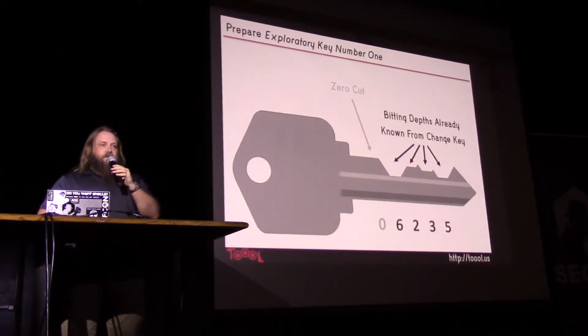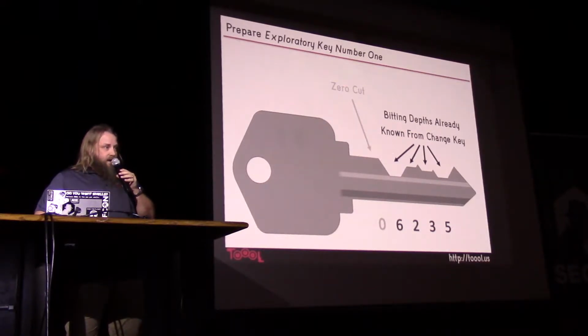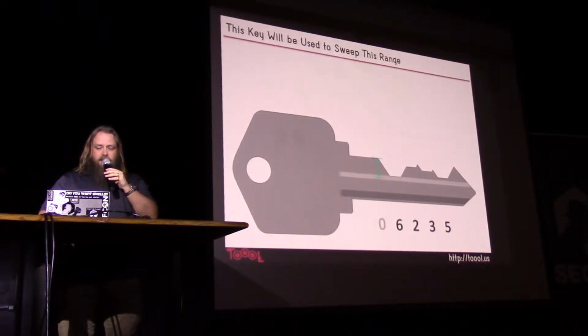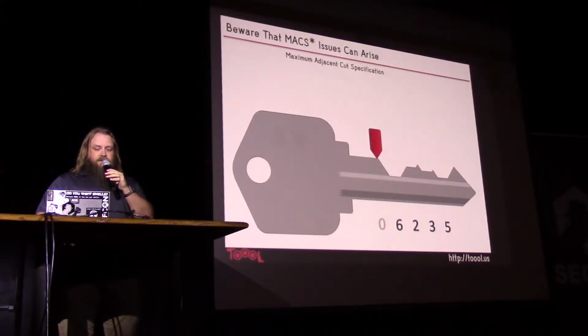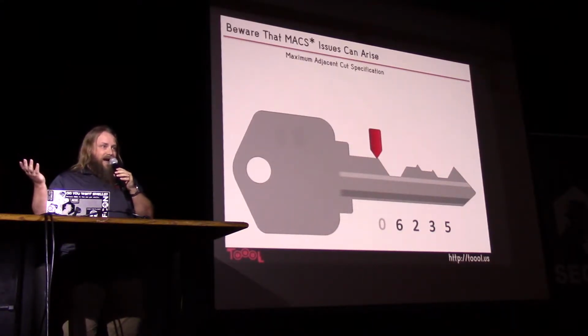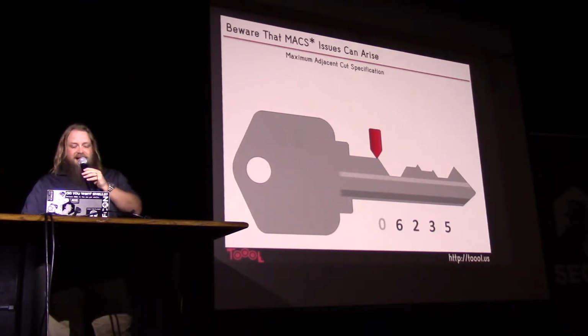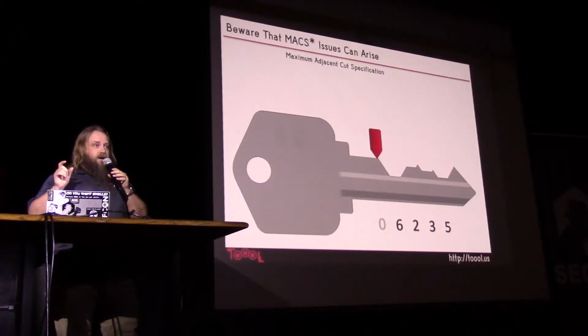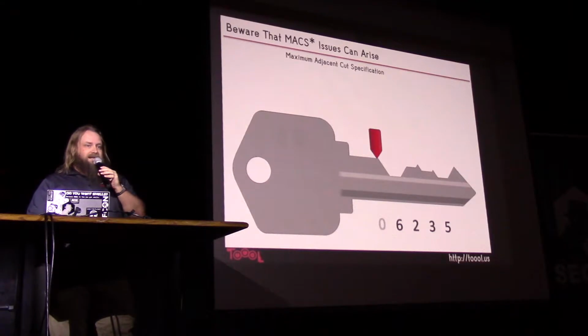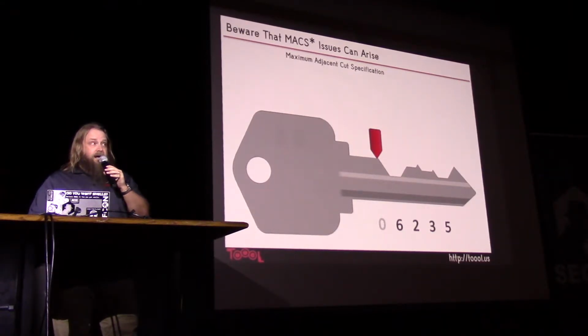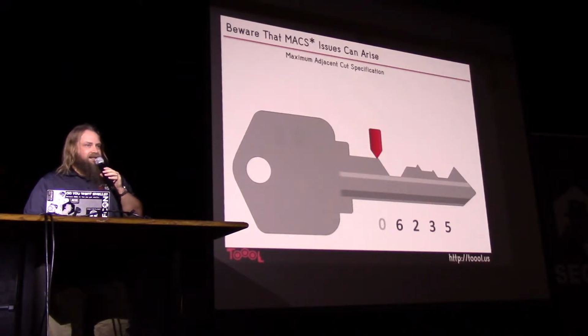We're going to leave the next 4 at bit depths that we know function. And then we're going to sweep this entire range from 0 through 7, which is the max for this particular keyway. We do have to be careful of max, which is maximum adjacent cut specification. For different keyways, there's a maximum delta between individual bits. If you exceed this, you're risking getting your key stuck inside. On a Quickset, the max is a 3.